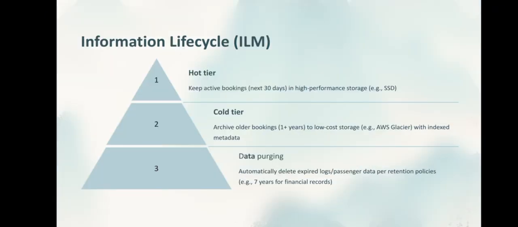Information lifecycle. It means managing data based on how old or useful it is. Hot tier keeps recent data, like the past 30 days of data, in fast storage. Cold tier moves older data, like 1 or 2 plus years, to cheaper storage. Data purging deletes old data automatically, for example, data past 7 to 10 years.